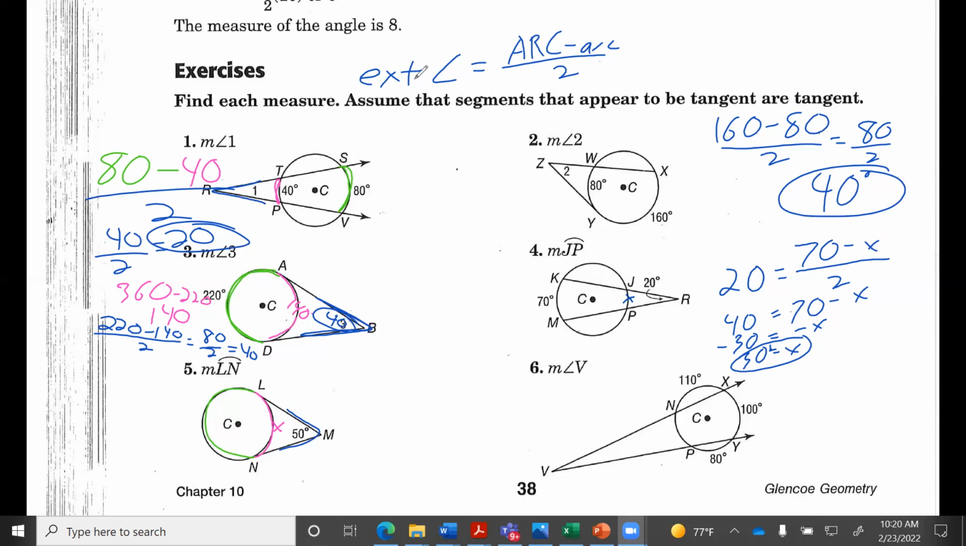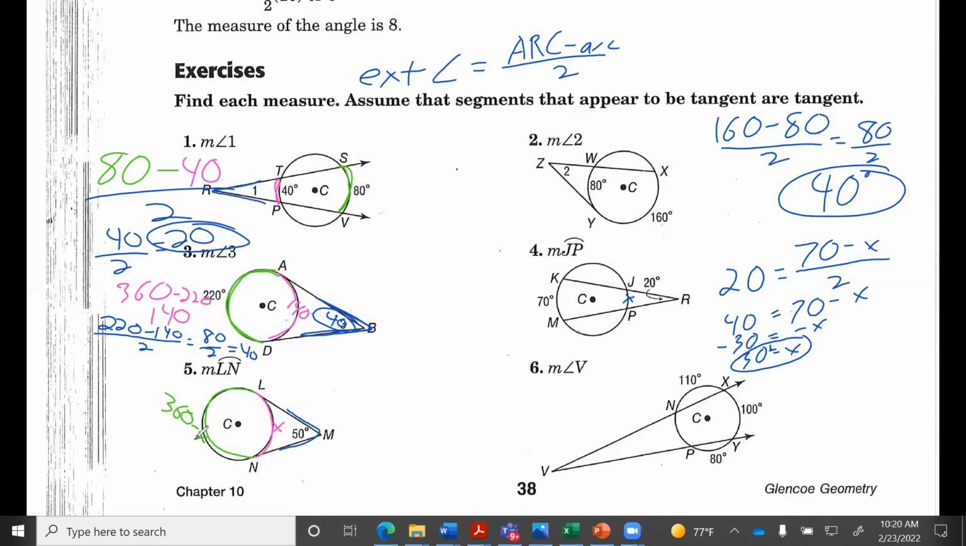How do we get that missing piece before? You guys told me that this was 140. How did you know that was 140 on number 3? Yeah, the whole circle is 360, so we subtracted the 220 from 360 to get the 140. Same idea down here. We don't have a measure over there for x, but the whole circle has to be 360. On this side, labeled in green, it is going to be 360 minus x.